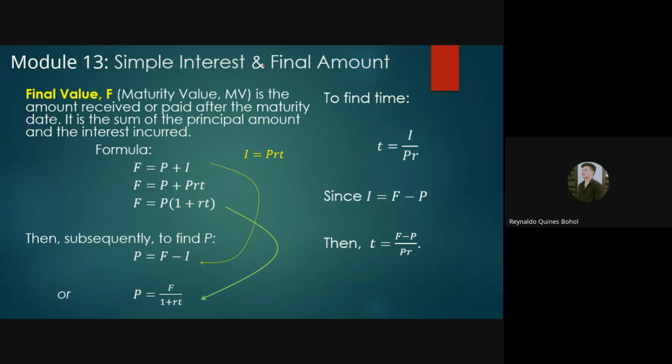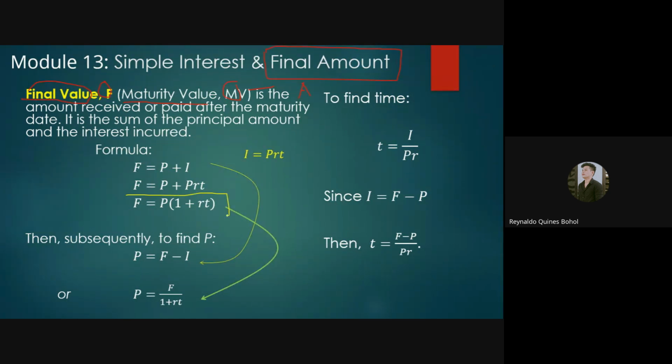Next, we're done with the simple interest. Let's move on to the final amount. Again, final amount is also known as final value, F, maturity value, MV, or A. Okay? So there are many names for them. Don't get confused.